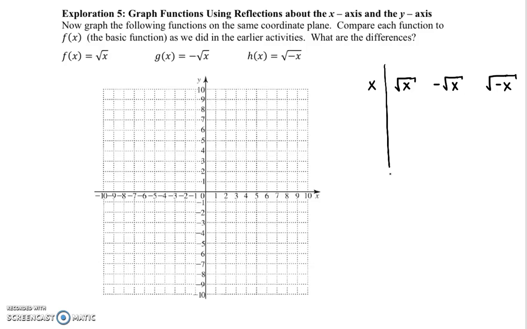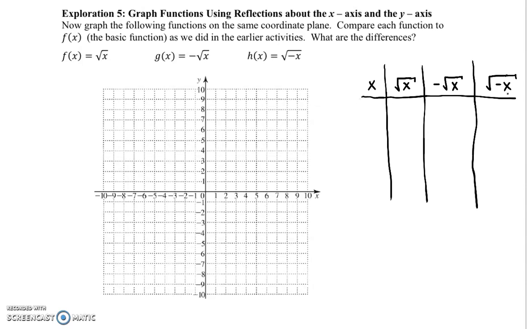So let's see. The first thing we need to remember is that we cannot have a negative value under a square root. So let's start with -4, -1, 0, 1, and 4. So remember, no negatives when we take the square root.